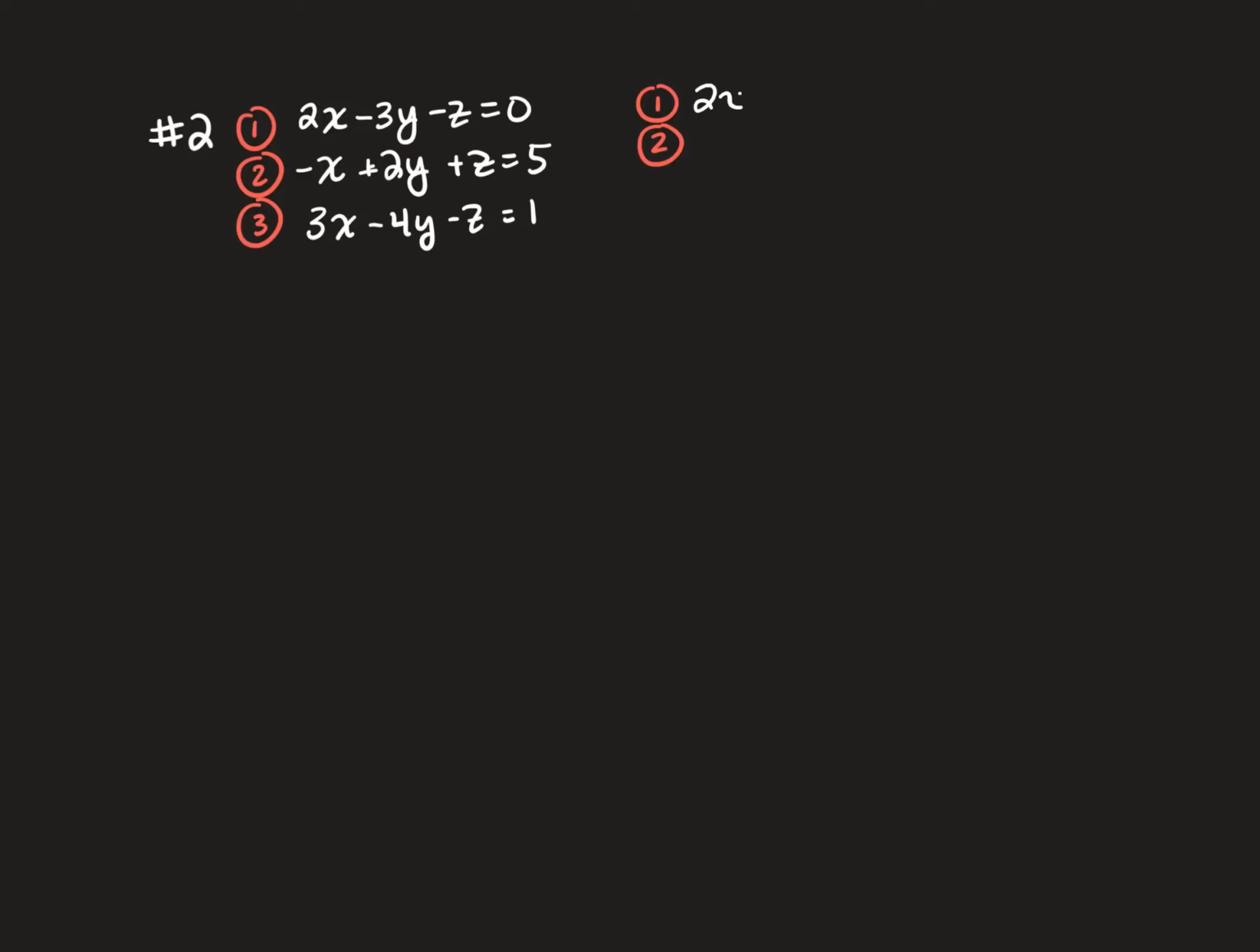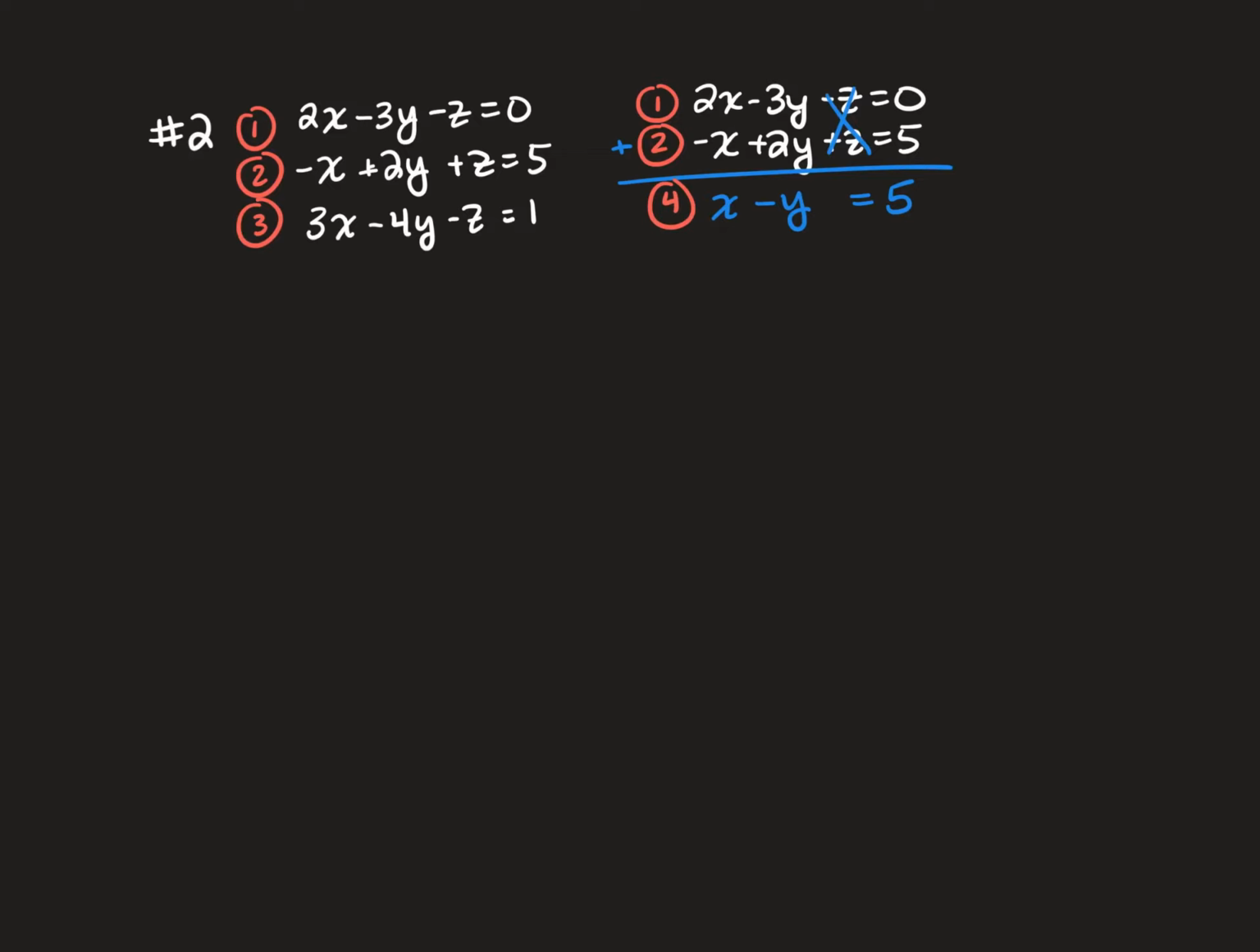All right, so I have 2x minus 3y minus z equals 0 and -x plus 2y plus z equals 5. And then I can very quickly add those equations together because the z's are going to be 0 when I do so. So I'll have x minus y equals 5. So let's call that equation 4.